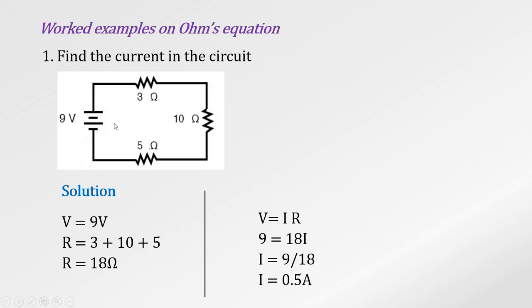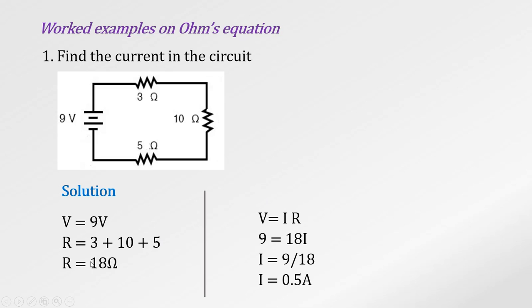This is the circuit. So what is given in our solution? We have V, it is 9 volts here, but there are 3 resistors, so R, there are 3. What do we pick? This 10 or 5? No, we pick all of them and we get the total resistance. So we add, since they're in series, 3 plus 10 plus 5, and we get 18.